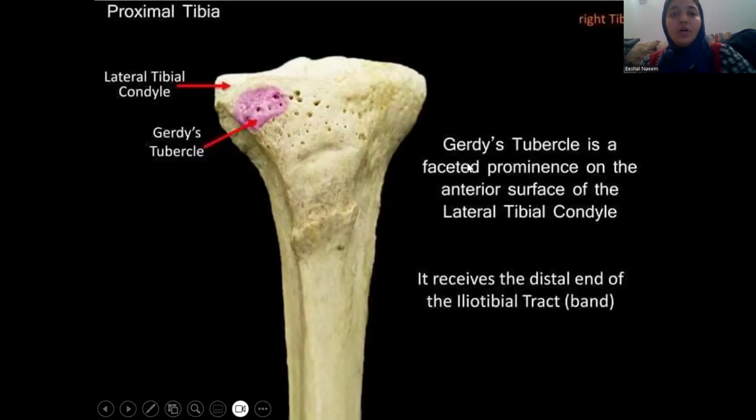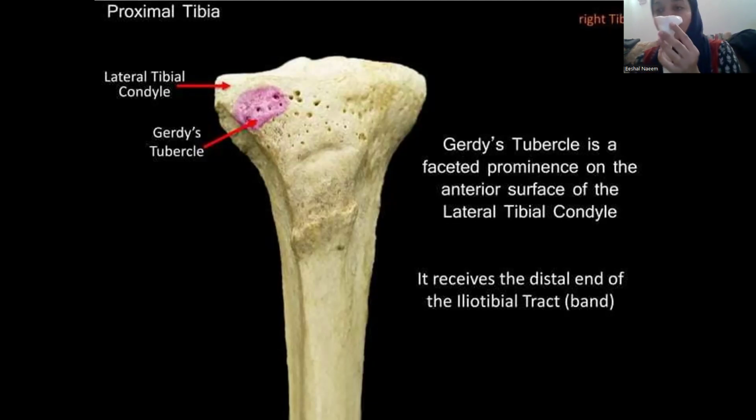Okay, now moving on, this is the tibial plateau. We've studied the tibial tuberosity also. Now, on the anterior surface, we have another important part, which is called the Gerdy's tubercle. Can you see the Gerdy's tubercle? The Gerdy's tubercle is a faceted prominence on the anterior surface of the lateral tibial condyle. Can you see it on the lateral tibial condyle here? Why is the Gerdy's prominence important?